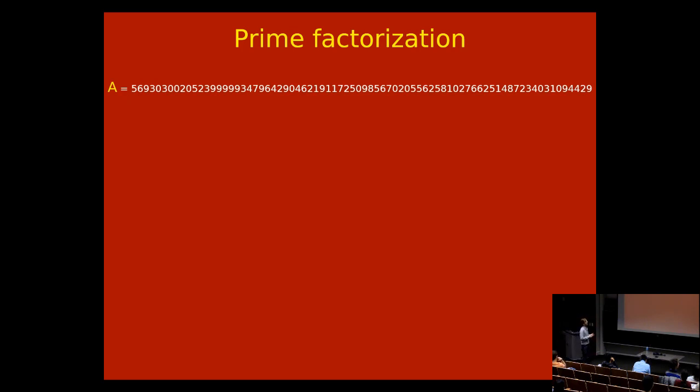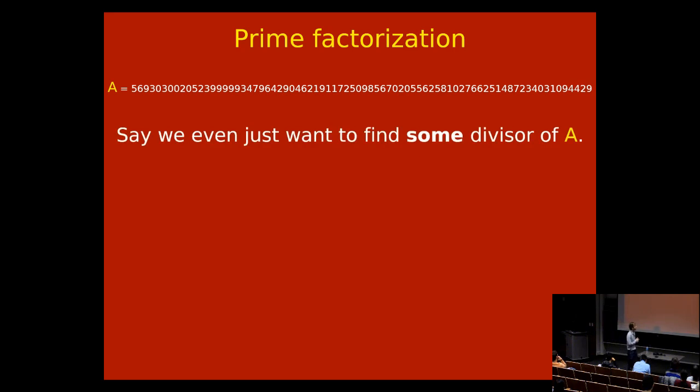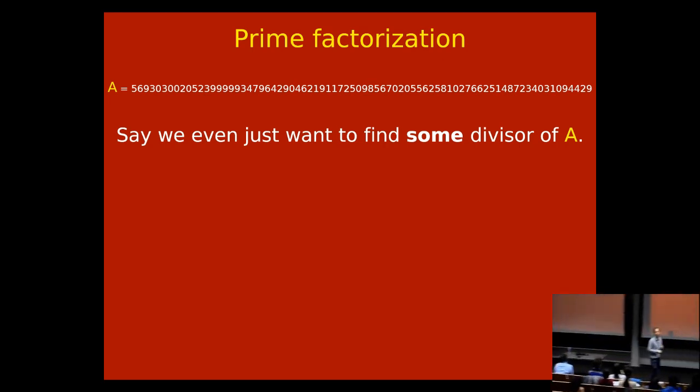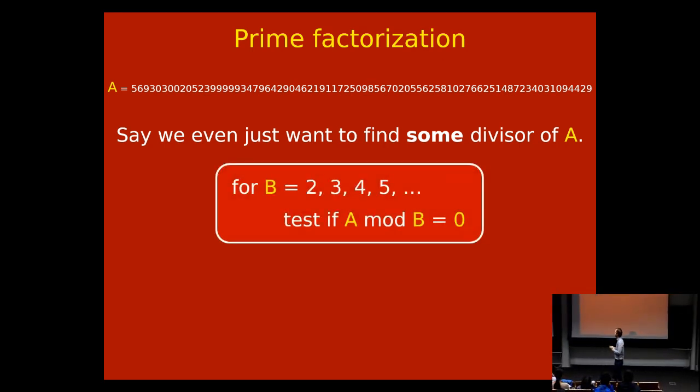So let's say I give you this number, and I ask, what's the prime factorization of it? In fact, let's just say we want to find one non-trivial number that divides into it. If you can do that, then you can repeat the algorithm. So you can do this for b equals 2, 3, 4, 5, et cetera. Test if b divides into a, if a mod b is 0. That's fine. We just saw in the last slide you can do this line in polynomial time. But it's a loop.